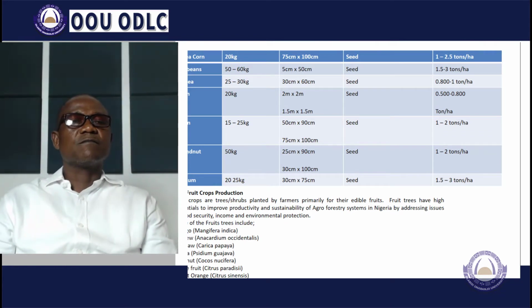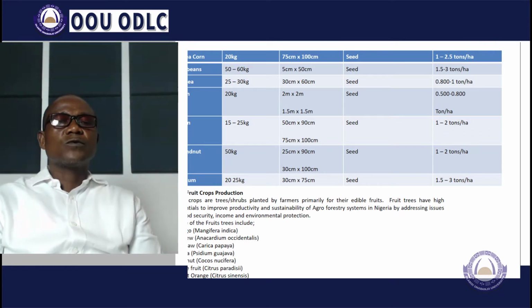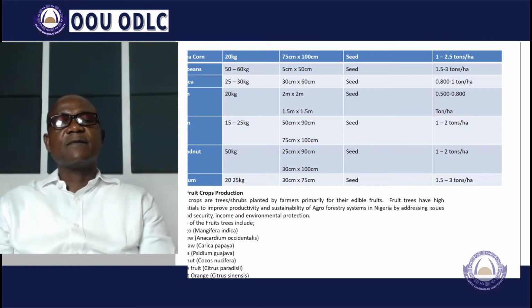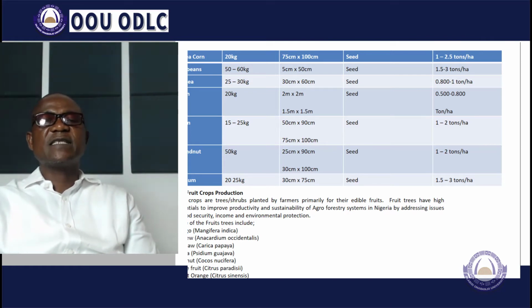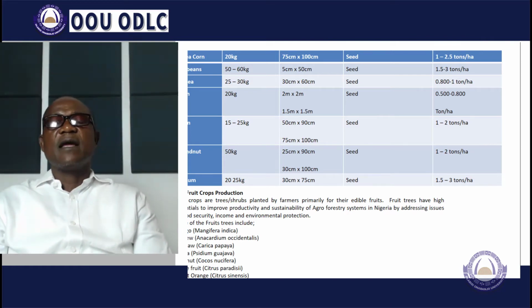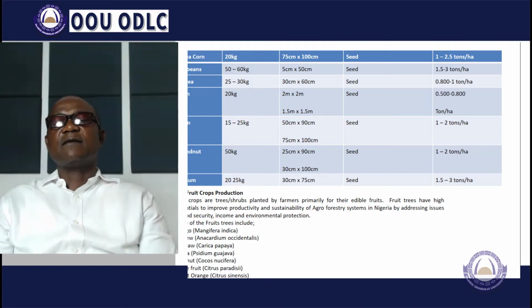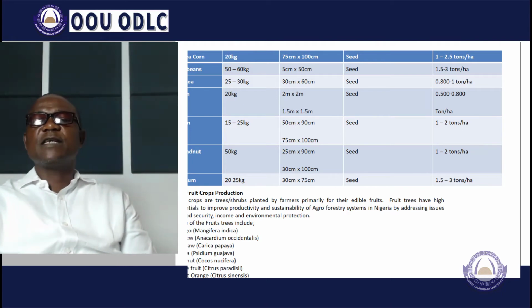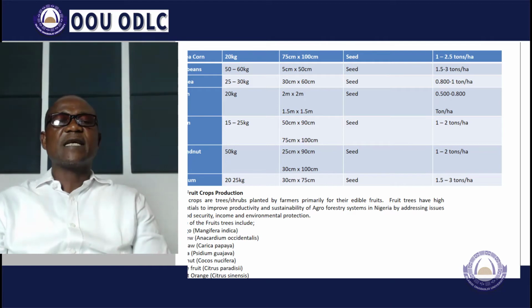Guinea corn, 20 kilograms per hectare is the seed rate. Spacing is 75 cm by 100 cm. It is propagated by seed. The yield is 1 to 2.5 tons per hectare.